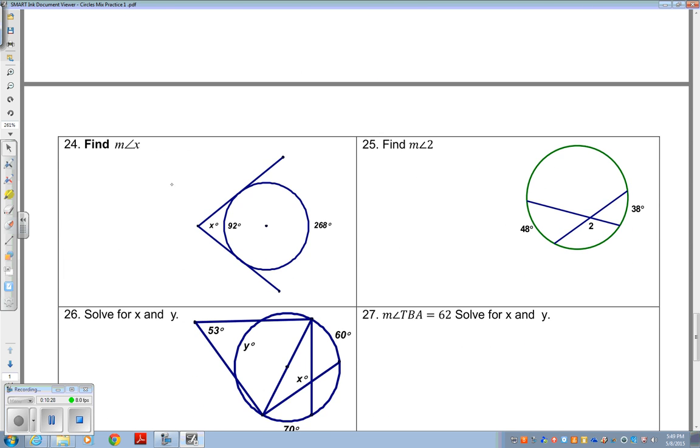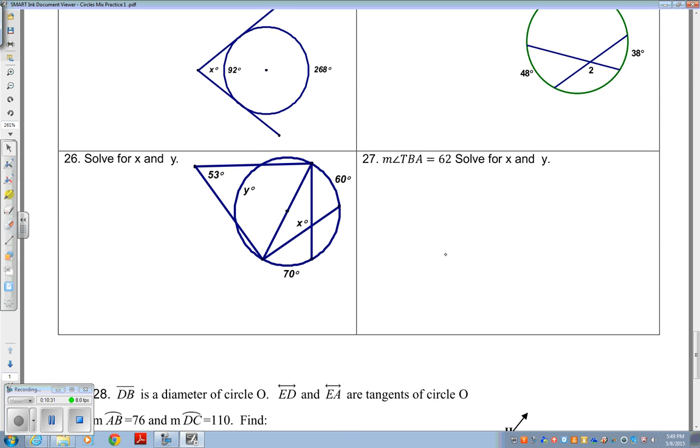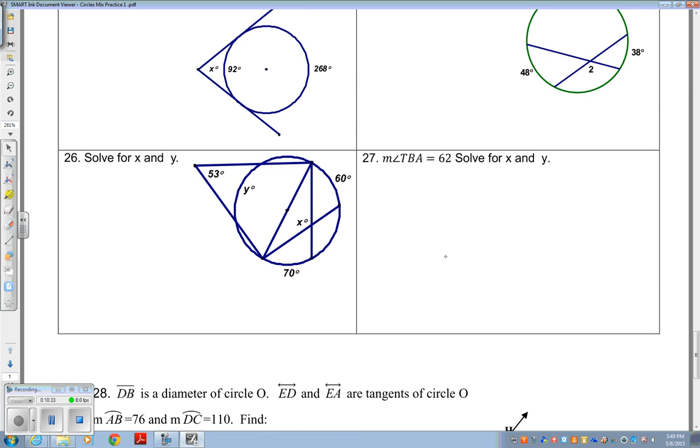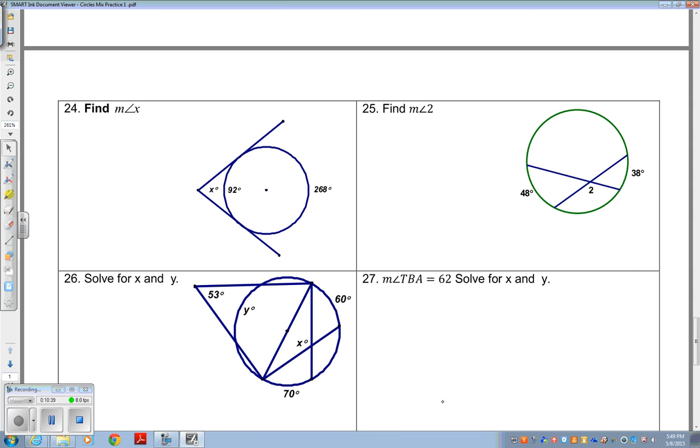But then when you get to 25, and we're missing a picture on 27, it looks like. Okay, well, we're going to skip that. Oh, sorry, 25. Now we have an interior angle, okay? But I would use the linear pair to help you find angle 2 because I have the intercepted arcs for its linear pair. But any interior angle is now half the sum of the intercepted arcs. So that was on the notes as well.